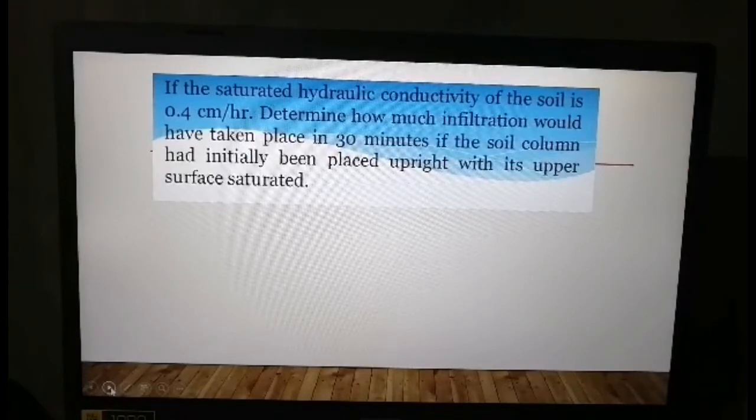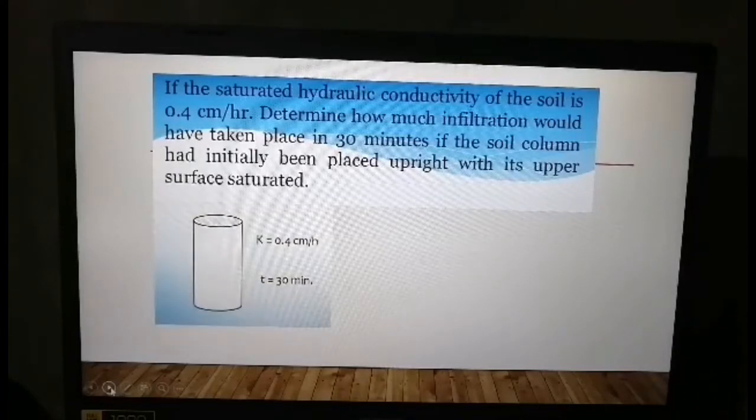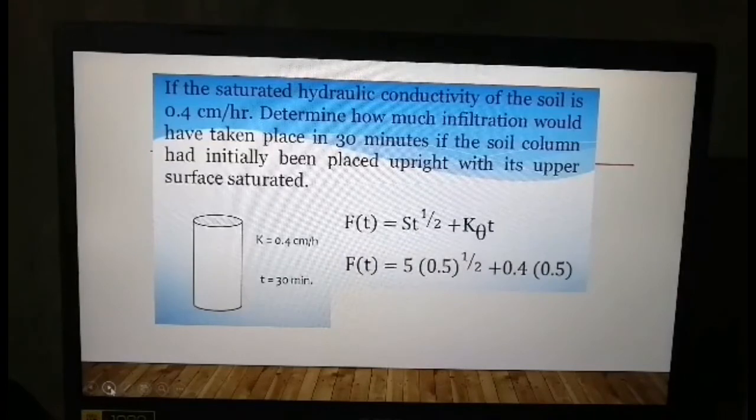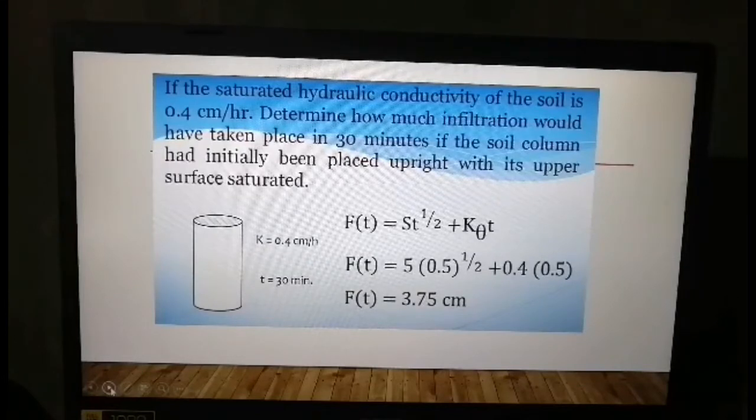You can now solve for the cumulative infiltration in the vertical soil column. Cumulative infiltration equals S times t raised to 1/2 plus K times t. That is 5 times time, in hours, raised to 1/2, plus the hydraulic conductivity times time. Now we get the cumulative infiltration of 3.75 centimeters. So that's it. Thank you.